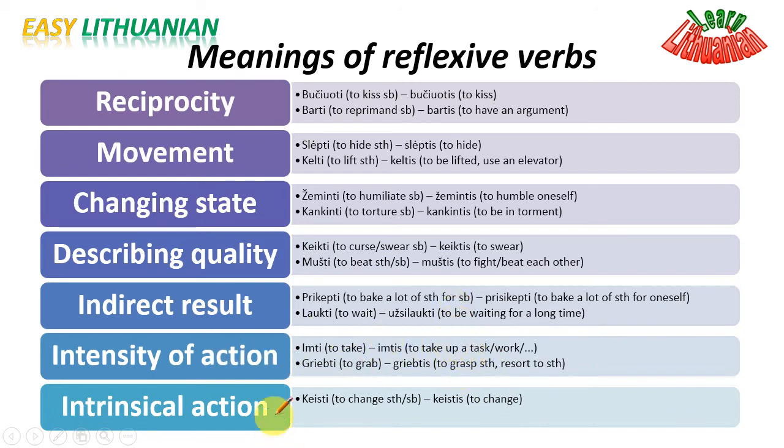Now, there can also be some kind of intrinsic action. For example, keisti, to change something or somebody. And keistis means to change. It can also mean to change oneself. Aš keičiuosi, I'm changing myself. Aš bandau pasikeisti, I'm trying to change myself. It can also mean that. But it can also mean keistis, jis keičiasi, he's changing. It does not necessarily mean that he's changing himself, but something else can also change him, and you'll also use the reflexive verb.